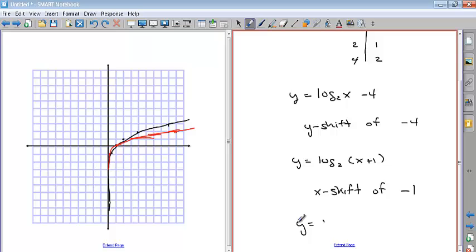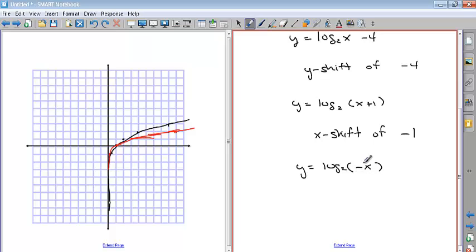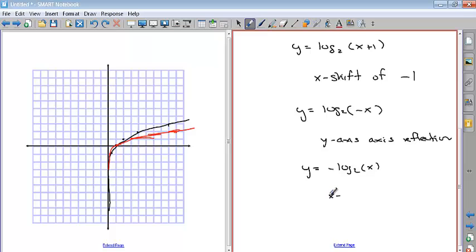If you have y equals log base 2 of negative x, that's the y-axis reflection. And if you had y equals negative log base 2 of x, then that's an x-axis reflection.